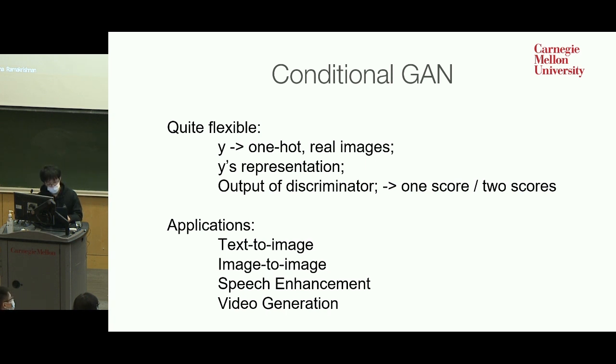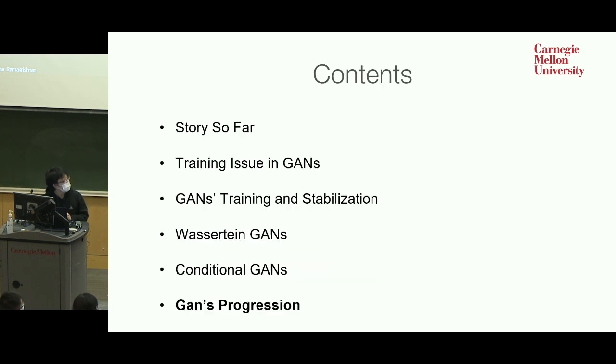And the output of the discriminator is also flexible. You could have one score indicating both whether the given input is real data and related to our y. Or you could have two scores, one indicating whether it is real data, and one indicating whether it is related to our y. This conditional GAN could have a lot of different applications. As mentioned here, you could have text to image, image to image, speech enhancement, video generation.